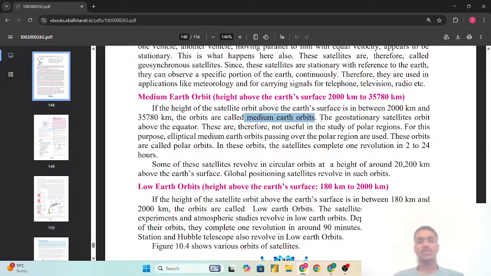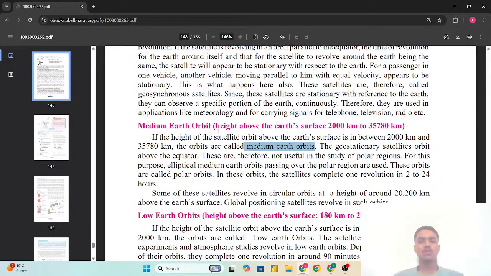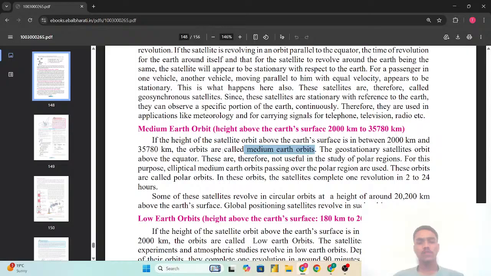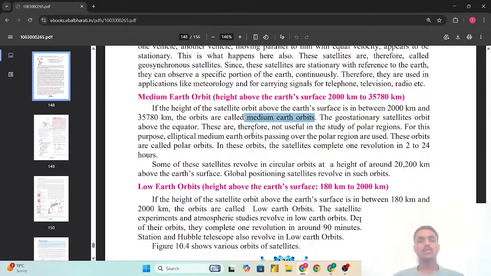So the geostationary satellites orbit above the equator. So geostationary satellites जो होते हैं वो orbit करते हैं above the equator. Therefore these are not useful in the study of polar regions. So polar region की study के लिए जो geostationary satellites होते हैं वो useful नहीं होते.